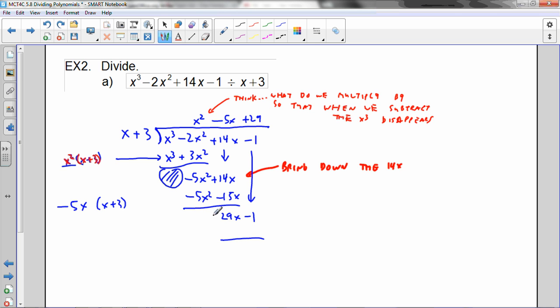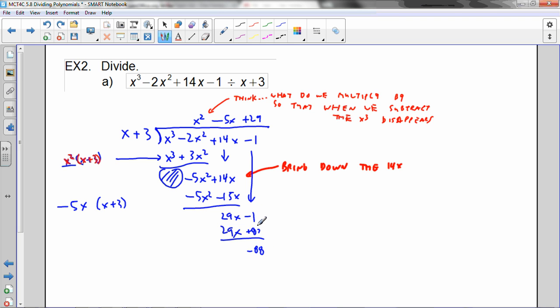29, isn't it? 29 times x, and then 29 times 3. Well, 29 times 3 is, what's that? 87. And then I subtract. And I subtract. So negative 1 subtract 87 is negative 88.